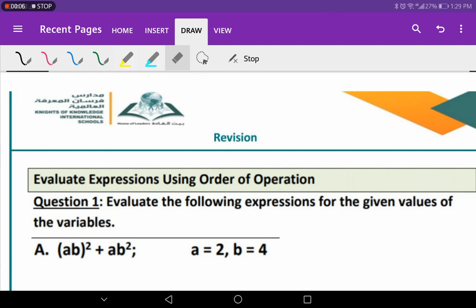Our mission today is to make a revision for the final test for term number 1 for grade 7. My dear students, let us start.